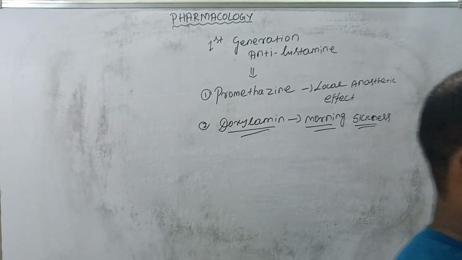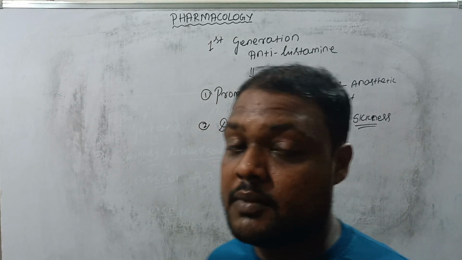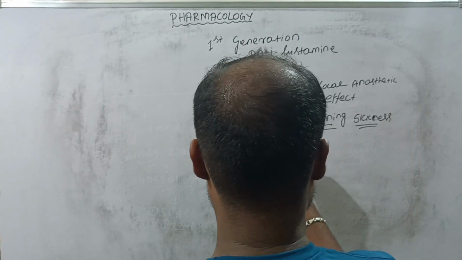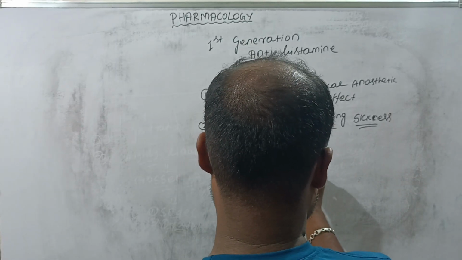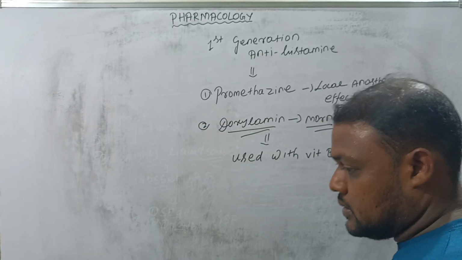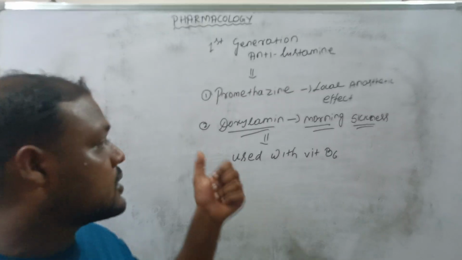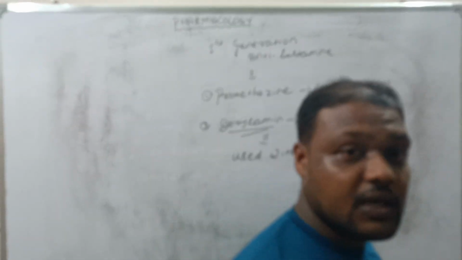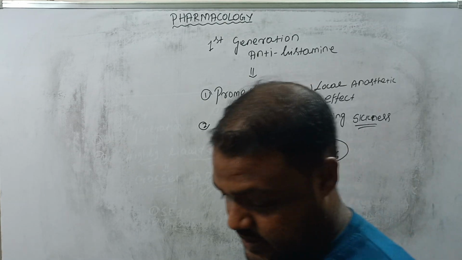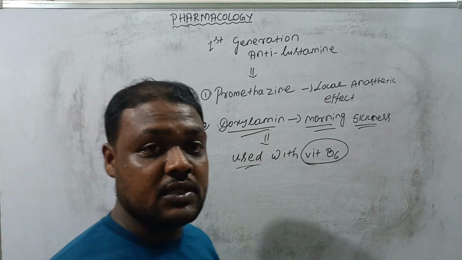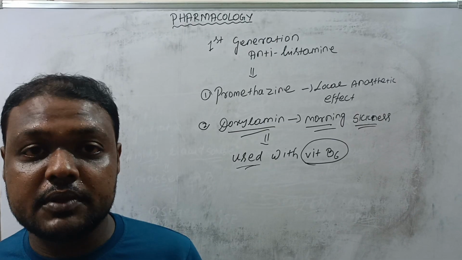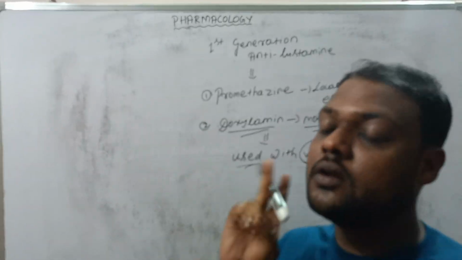If you administer doxylamine to a patient, we also administer vitamin B6. Clear? Why? Doxylamine causes a decrease of vitamin B6 in our body, so we administer vitamin B6 along with doxylamine. That is a one-liner question.